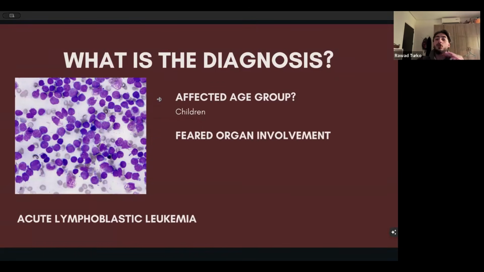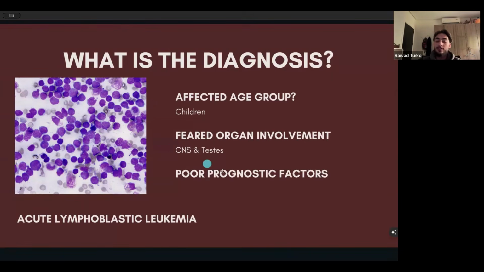Now, what is the feared organ involvement? If this organ is involved, that tells you that this leukemia is progressing and we're going to have to step in. CNS, and what's the other one? CNS and testes, perfect. So CNS and testes are two organs that can be involved in acute lymphoblastic leukemia. Once they're involved, we know that there's some trouble there.